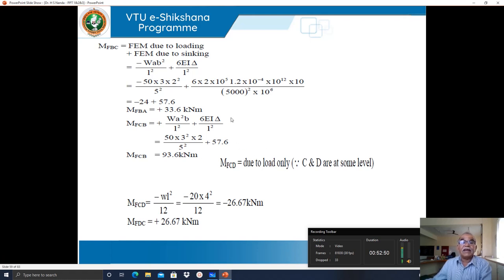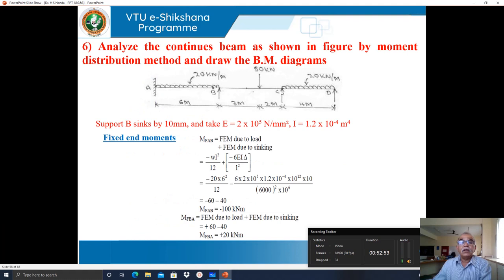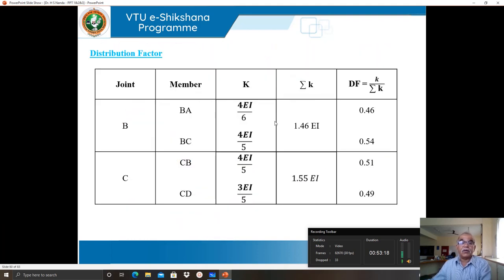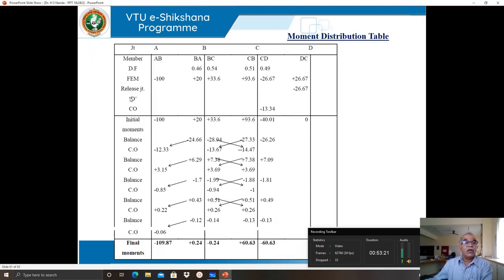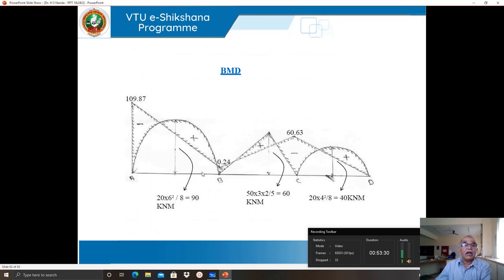Now for member C and D, for CD it will not be affected because C and D are at the same level. Here if you take BC, B sinks, therefore B and C are not at the same level. This is down compared to C, therefore it is positive. Here AB, B is down compared to A, therefore it is negative FEM due to settlement. That should be considered properly. And this distribution factor and remaining, this moment distribution table is the same, by balancing and carrying over, and BMD.